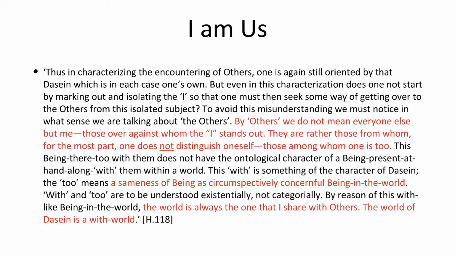Heidegger writes on his page 118, "Thus in characterizing the encountering of others, one is again still oriented by that Dasein, which is in each case one's own. But even in this characterization, does one not start by marking out and isolating the I, so that one must then seek some way of getting over to the others from this isolated subject?" That's Descartes. I'm in here, you're out there. How do we connect? How do I even know you're really there? Big problem, says Descartes. No problem, says Heidegger.